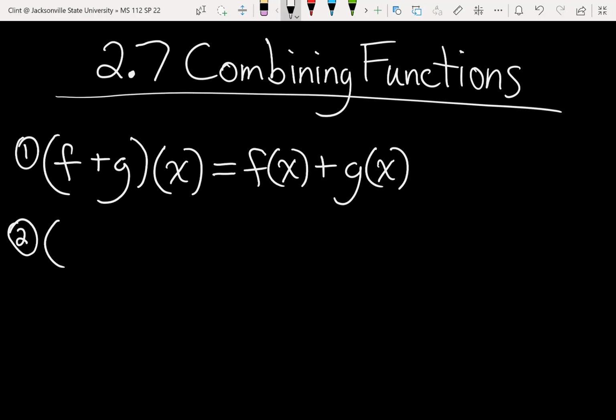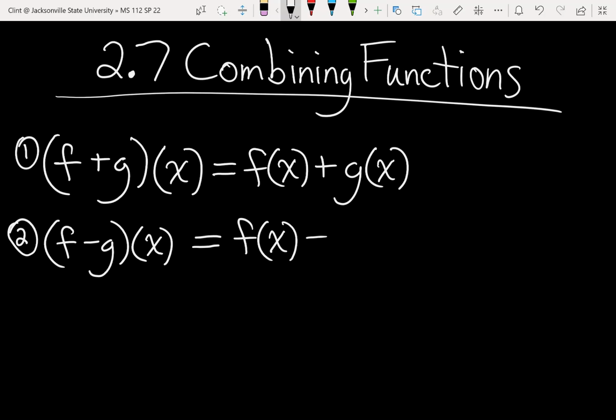Same thing's true with subtraction. We want to make a new function by subtracting two functions. Works just the same way. It's just figure out the value of f of x and then subtract the value of g of x, and that'll be our new function.